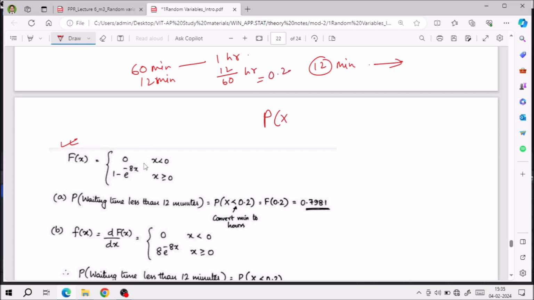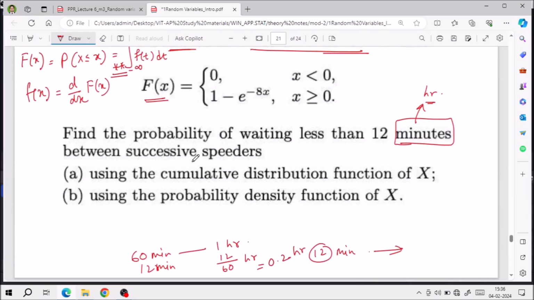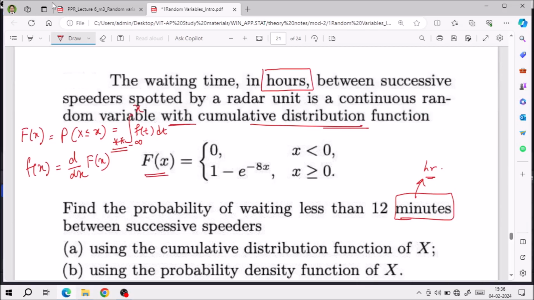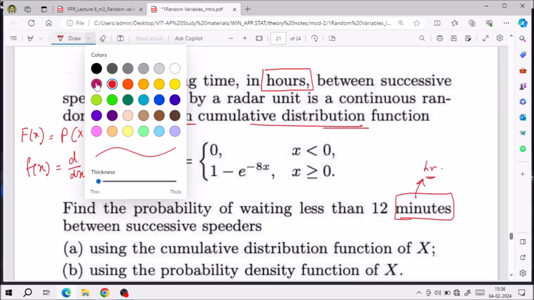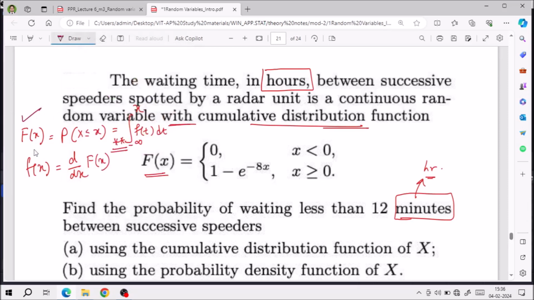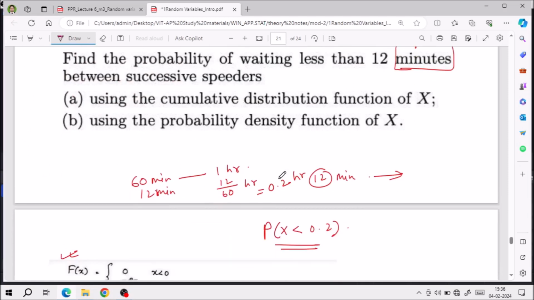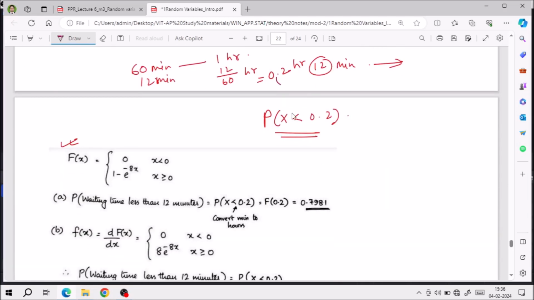0.2. So basically you need to find probability of x less than 0.2. This thing you need to find. And now just go back to the definition. So what you have here, you can say you have F of x is equal to probability of x less than or equal to x. See, waiting less than 12 minutes. So basically you need to find from the definition that probability, which is nothing but F of 0.2.